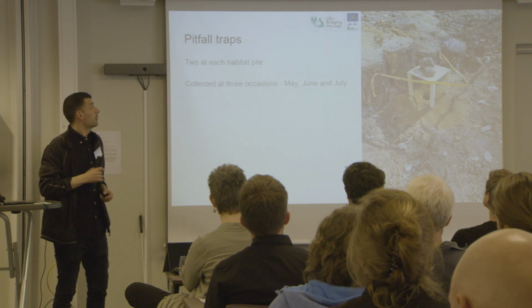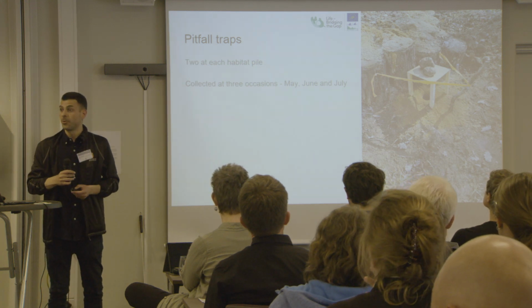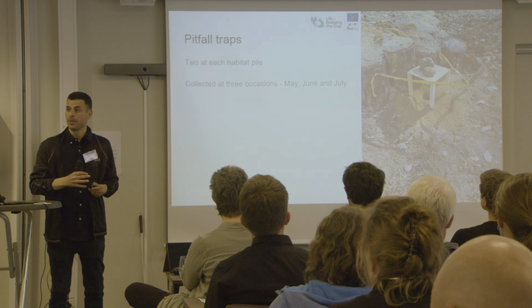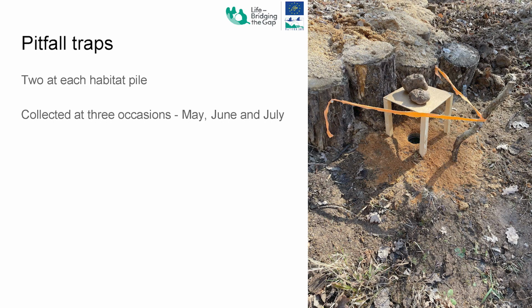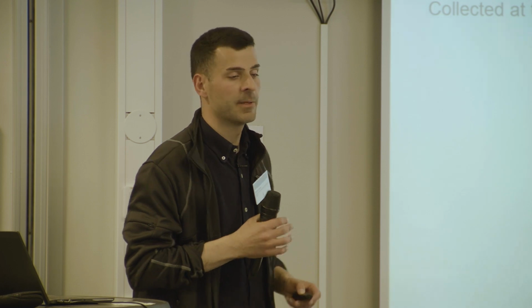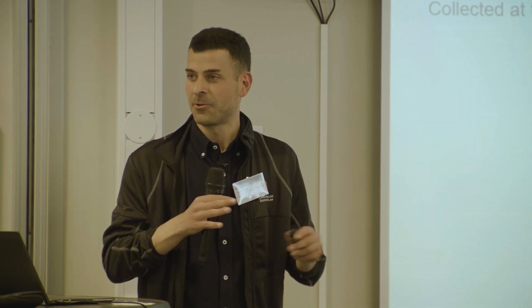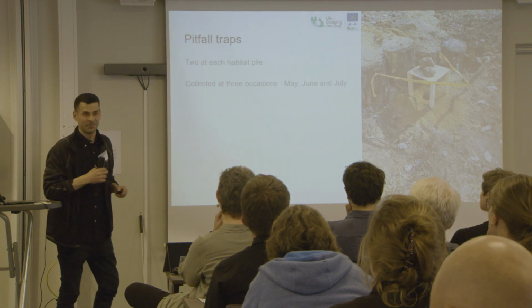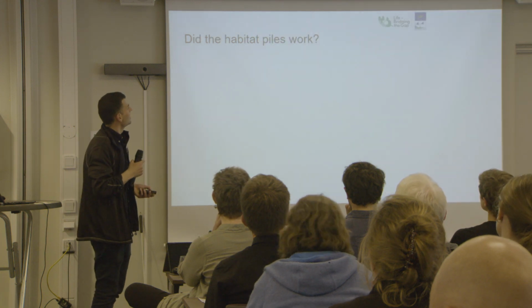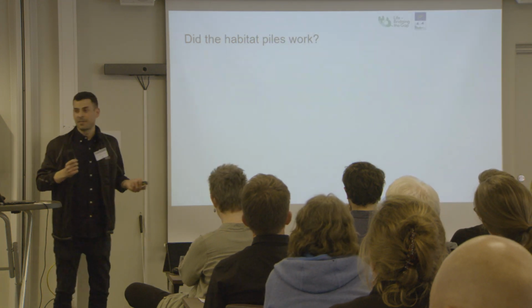And the last sampling method was pitfall traps, which just meant putting 2 glass jars into the soil relatively close to the log piles. They were collected on 3 different occasions and were outside for approximately a month. And we had these roofs over them just to avoid having litter and other things getting inside of the pitfall trap. So the question is, did the habitat piles work?